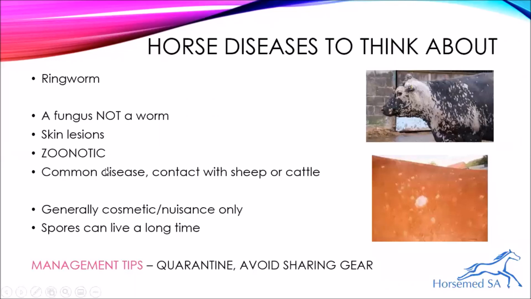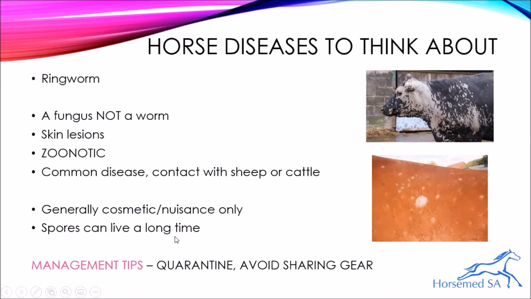It is a pretty common disease. We see it most commonly in horses that have contact with sheep and cattle. And cattle and sheep can actually carry ringworm and not look like this. This picture is obviously a cow with bad ringworm, but they can carry it on their coats and not show any disease at all. Generally speaking, it's a bit of a nuisance only. So yes, your horse needs to be quarantined for a while. Yes, you will need to treat it, but it's mostly cosmetic or a nuisance.